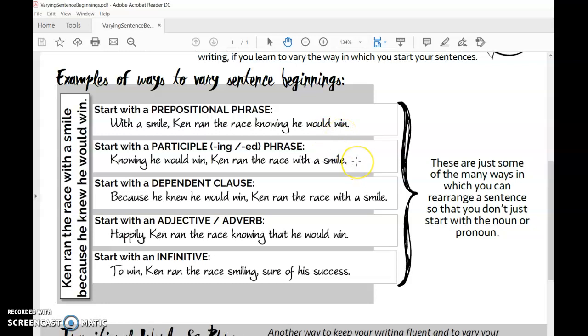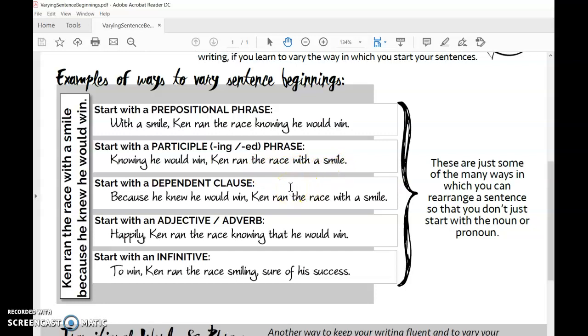Okay? Another way is a participle phrase. So this is when your verb ends in ing or ed. Again, when you start with a phrase, you put a comma after it. Knowing he would win, comma, Ken ran the race with a smile. Same idea, just changes it up.